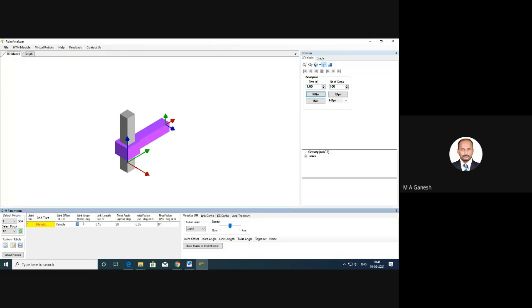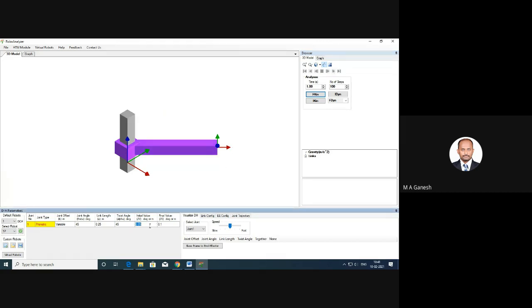So you can see here joint angle, and we change this to 45 degrees. So it has twisted, it has changed to 45 degrees. So this is joint angle. Link length is the length of the link. Twist angle is the angle at which the second joint is twisted. This you cannot visualize, you should have a second joint.